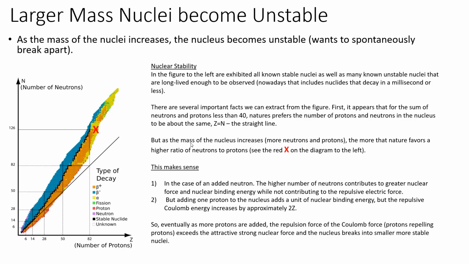But adding one proton, Z, to the nucleus adds only 1 unit of nuclear binding energy, because protons will be attracted to protons via the nuclear binding energy, but the repulsive Coulomb energy increases by 2Z. I'll show you the equation that will prove that. So eventually, as more protons are added, the repulsive Coulomb force, protons repelling protons, exceeds the attractive strong nuclear force, and the nucleus breaks into smaller, more stable nuclei.